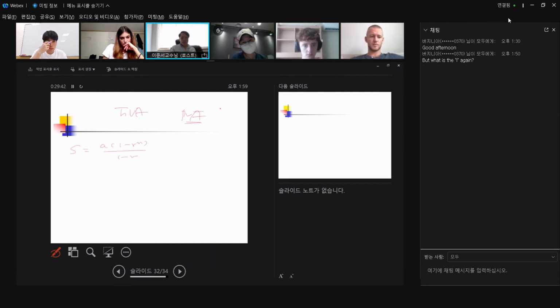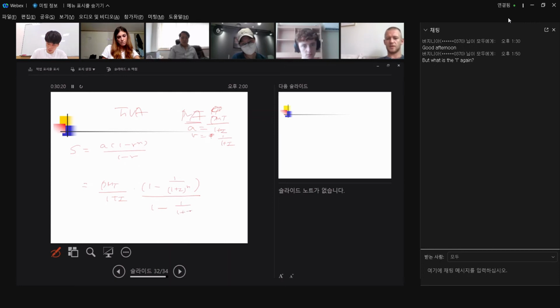So as I told you, A equal to payment divided by 1 plus I, and R equals what? 1 divided by 1 plus I, right? So A equal to payment divided by 1 plus I. How about the sum? R is 1 divided by 1 plus I to the power of n in the numerator. The denominator is 1 minus 1 divided by 1 plus I.